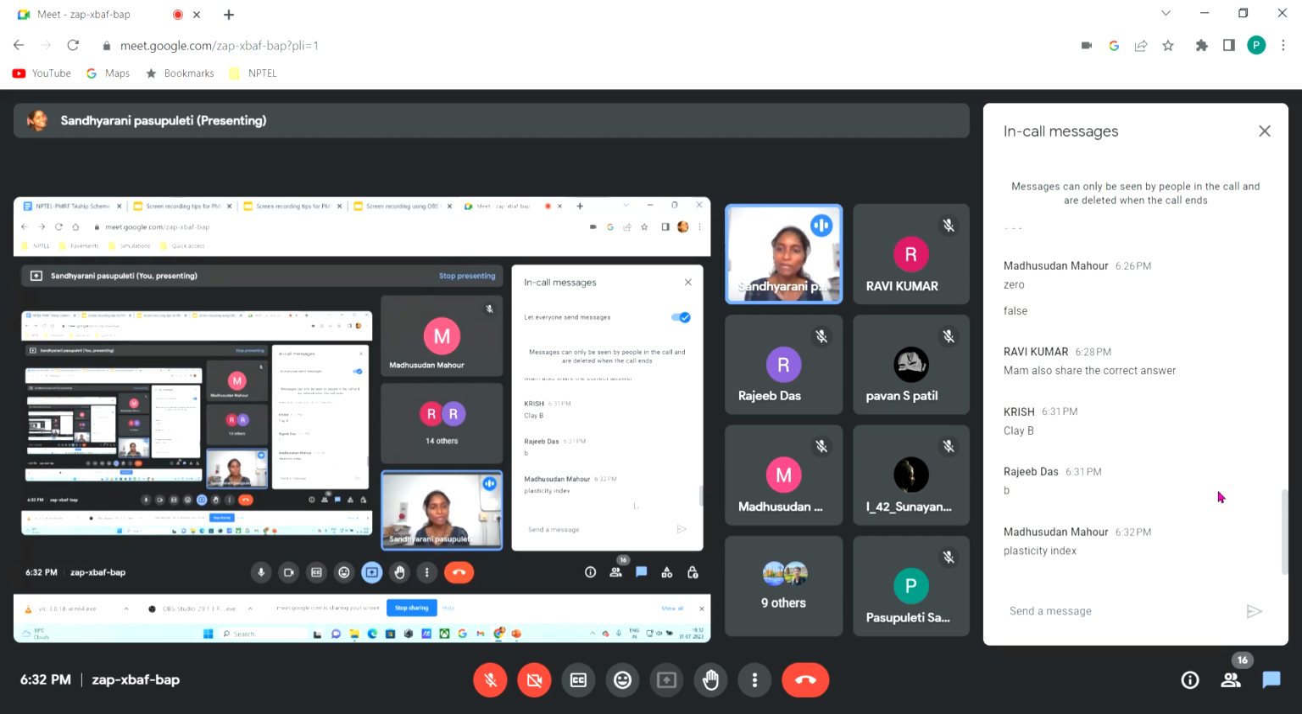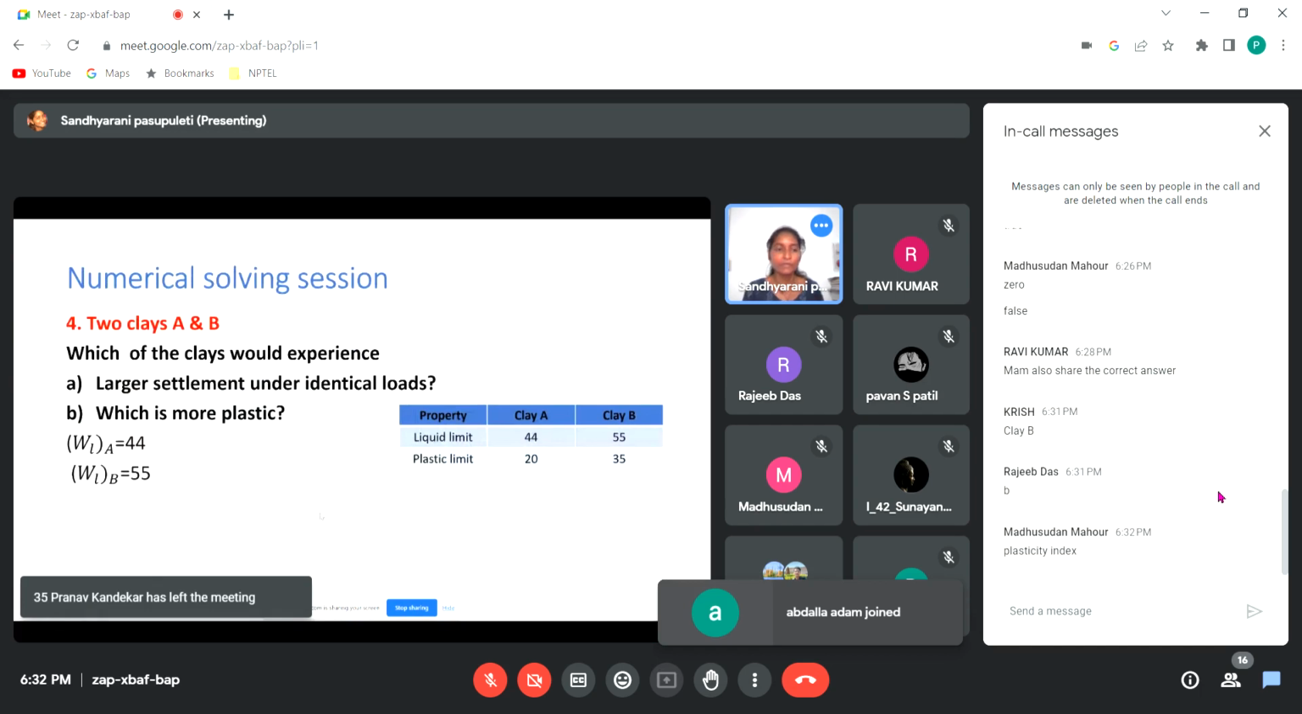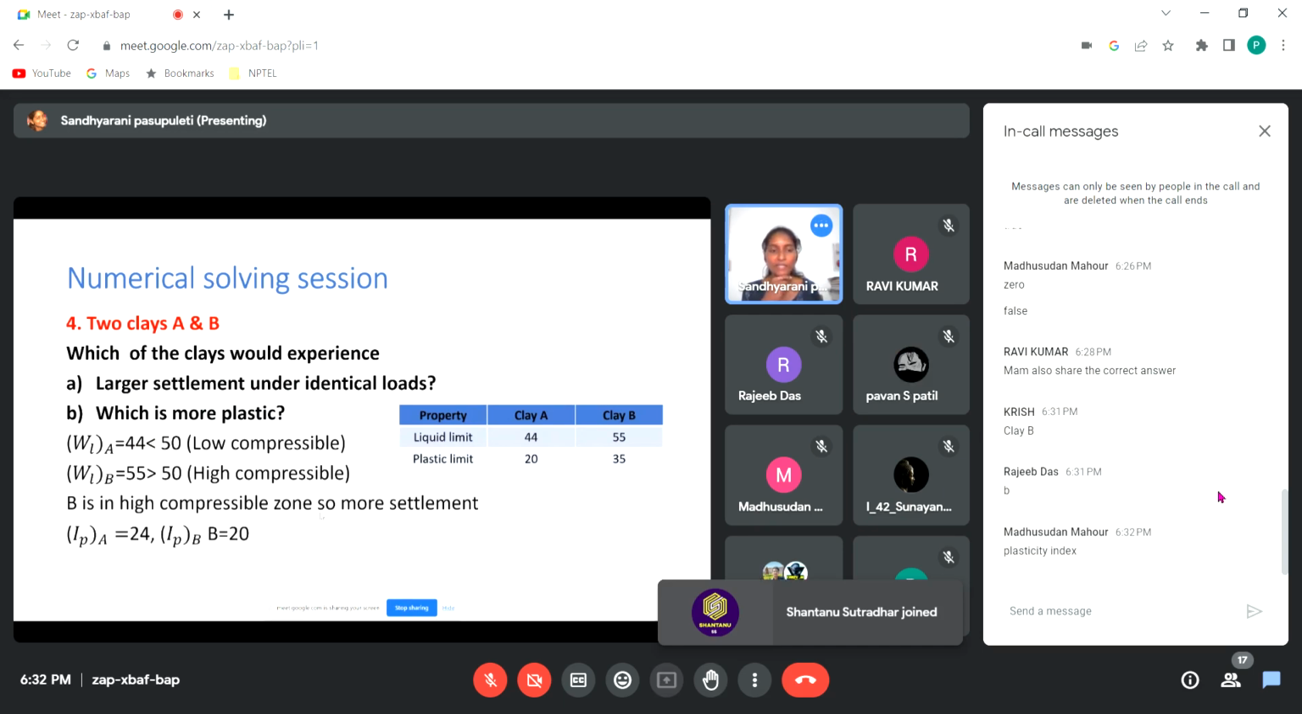So you have liquid limit and plastic limit now. To calculate the plasticity index, it is liquid limit minus plastic limit. Please calculate the plasticity index for these two soils. For the first question, the answer is that B is in the high compressible zone, so more settlement. And if you come to the plasticity question, please calculate the IP. If you calculate the plasticity index for A, it is 24, which implies that it is more plastic.